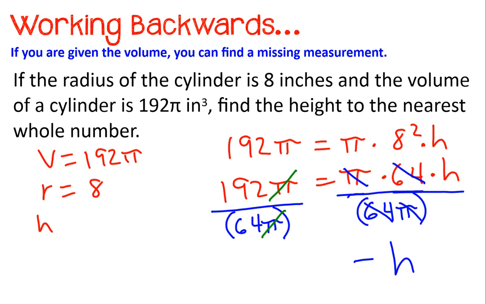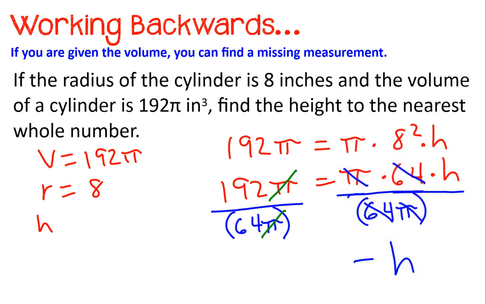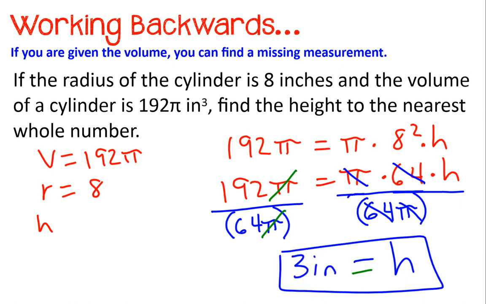So I'm just going to pick up my calculator and do some easy typing. 192 divided by 64. That's it. 3. So my height is 3 inches. See, you didn't like the way it looked at the beginning, but when you see it worked out, having that pi there is so much easier. My answer was simple.